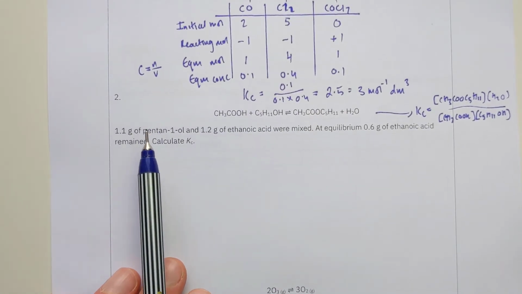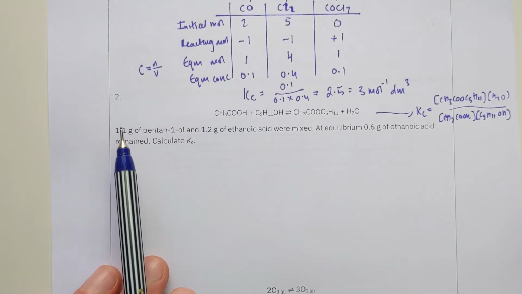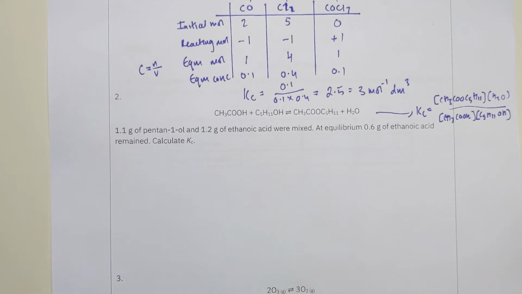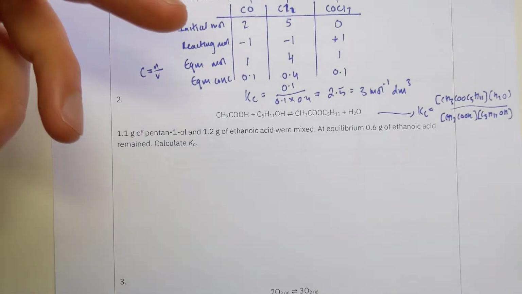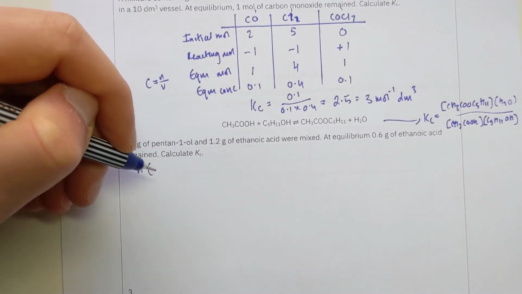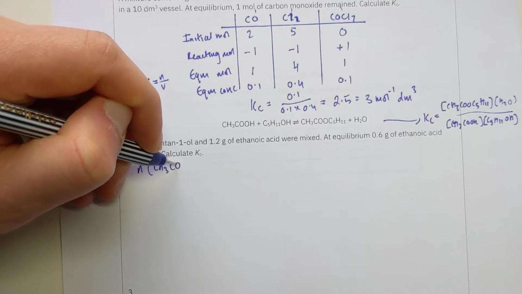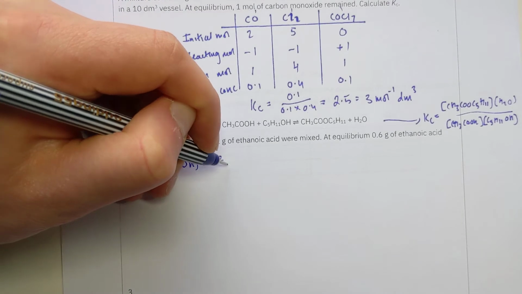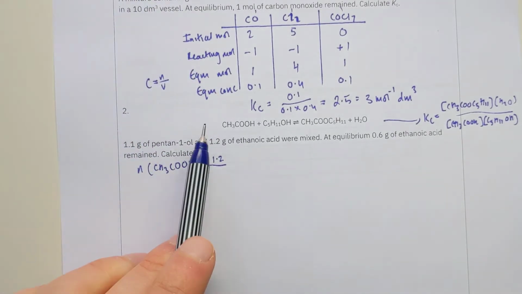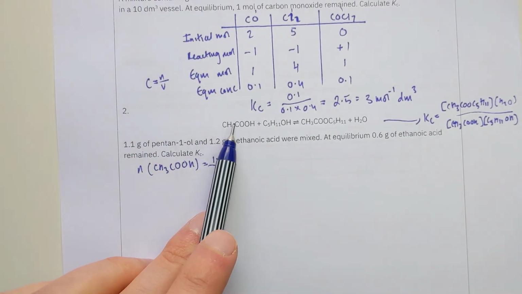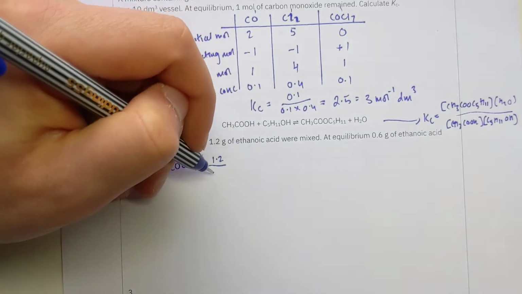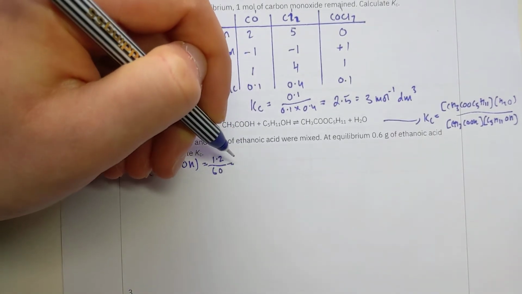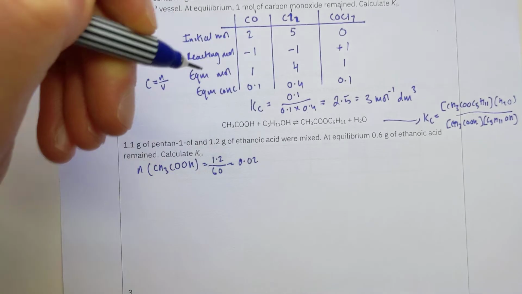I'm going to have to make the moles for myself by doing moles equals mass divided by RFM from the formula. That's a bit annoying, but I have to do it. So for the moles of ethanoic acid at the start, so that's CH3COOH, the mass of it at the start is 1.2 grams. Doing the RFM of it, so that's 12 plus 3 plus 12 plus 16 plus 16 plus 1, which is 60. 1.2 divided by 60 is 0.02.